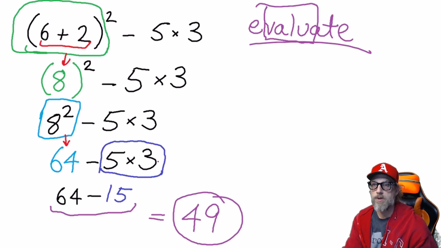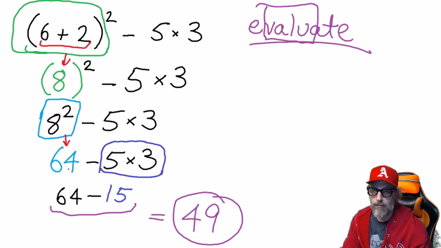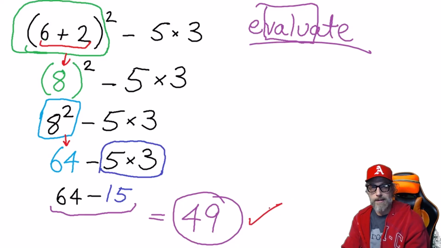My next step was multiply. Okay, so far I'm on the correct order. I did 5 times 3 to get 15. I recopied everything else accurately, so I believe that our answer does check out. So there is an example with a whole lot of narration.